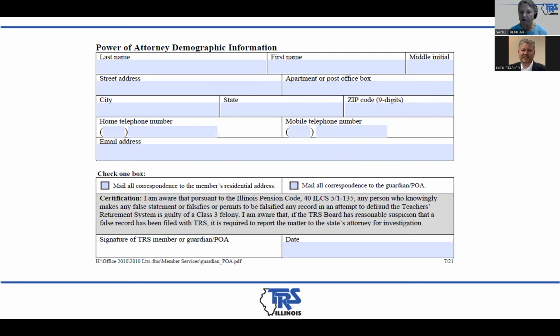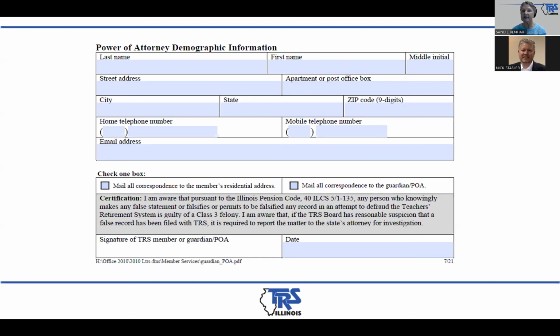Once this is all reviewed and put in place, all correspondence could still be mailed to you at your residential address, or all correspondence could be mailed to the guardian or POA. So at that point, you can choose which is the best place to send information. It really depends on your specific circumstance. What is the better way to handle that?